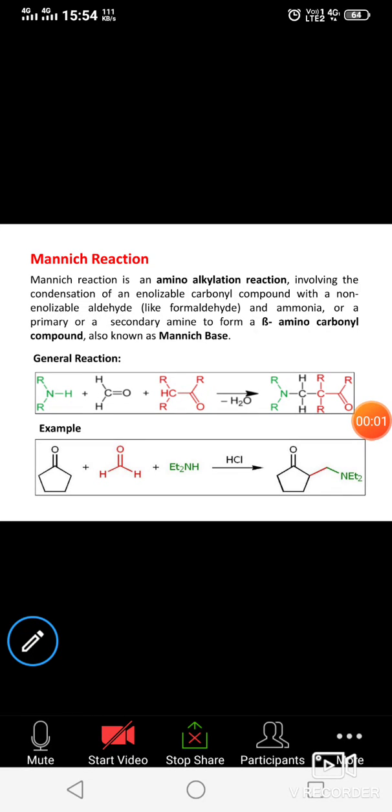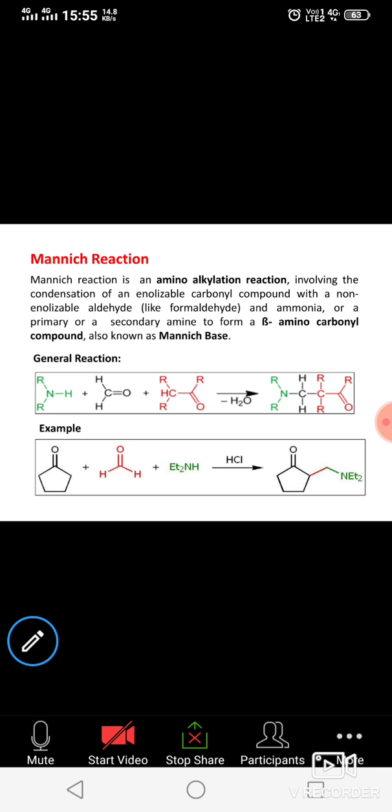So we are studying the Mannich reaction. You can see that the Mannich reaction is an aminoalkylation reaction. What is an aminoalkylation reaction? It means the amine group will have the alkyl group. That is the aminoalkylation. It means there is an addition of an alkyl group to the nitrogen of the amino functional group.